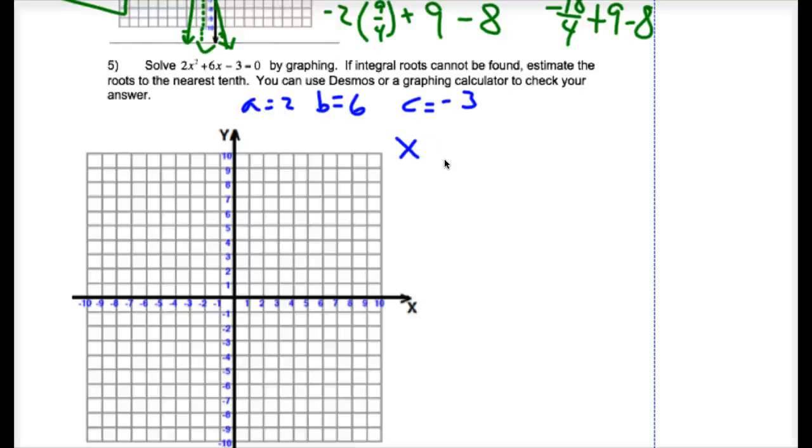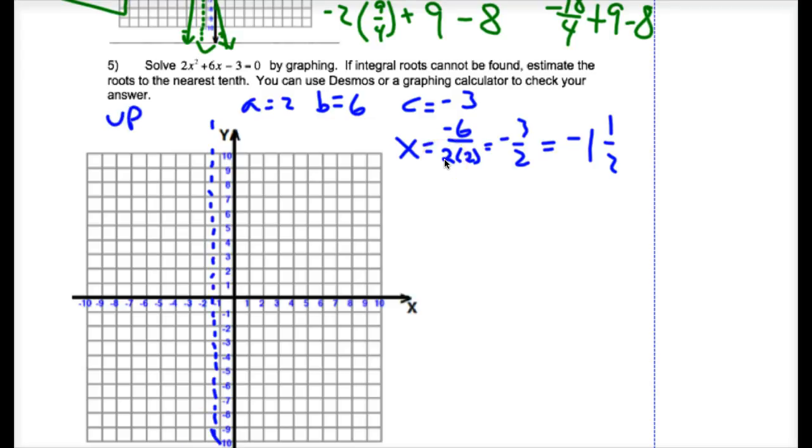X is -1.5. Back to -1.5 again? Yes, -3 over 2. That's okay, you see -1.5 a lot. It is an open upward one. Now let's see if we can type this in: 2 times -3/2 squared plus 6 times -3 over 2 minus 3, plugging the x value of the vertex into the equation. I think this one might be -7.5. It is.